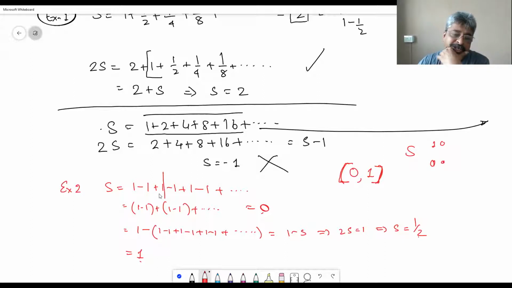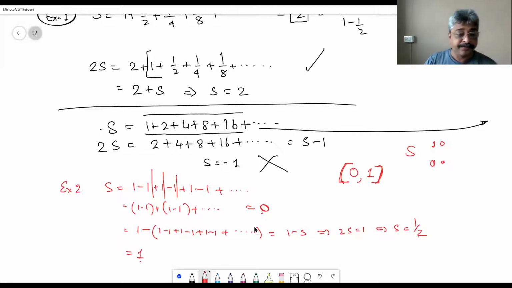If you consider 3 terms, then it is 1. If you consider 2 terms, then it is 0. If you consider 4 terms, it is 0. If you consider even terms, it is 0. If you consider odd terms, it is 1. Therefore, it oscillates. So it is not convergent, it is not divergent, but it is an oscillating sequence. And therefore we get this irregularity in the value of s.